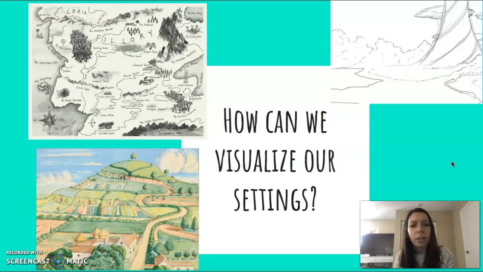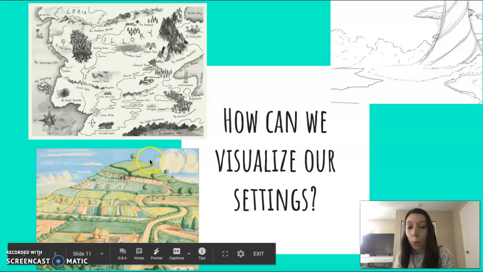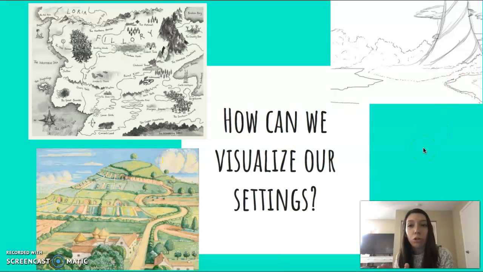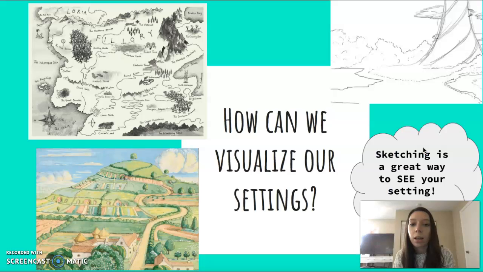So how can we visualize our settings? First, I just want to show you a couple examples. Here's some maps that some authors have drawn in the past. This bottom one is actually from Tolkien, who wrote The Hobbit and the Lord of the Rings series. So a lot of authors like to draw their settings before they even write. It helps you visualize what your setting is going to look like. So sketching is a great way for us to see our settings.